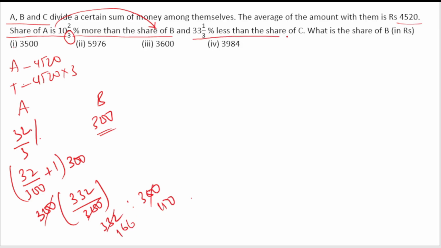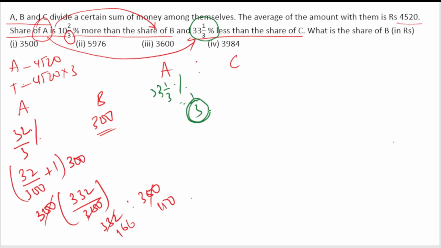And A share is 33 1/3% less than the share of C. We will take A and C's share here. What is 33 1/3%? It is 1/3. So A's share is 1/3 less than the share of C. So here we have again 3 in the denominator. So we will assume 300 as the share of C, and A share is 1/3 less than 300. So it is 2/3 of 300. It is 200. This is A share, 300 is the C's share. If you simplify, we'll get 2 is to 3.